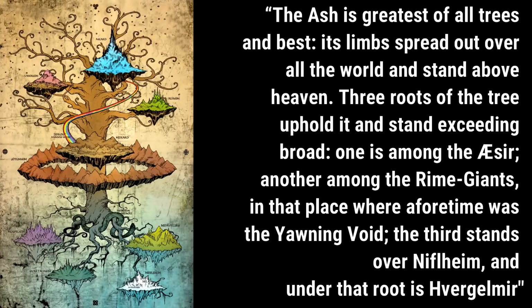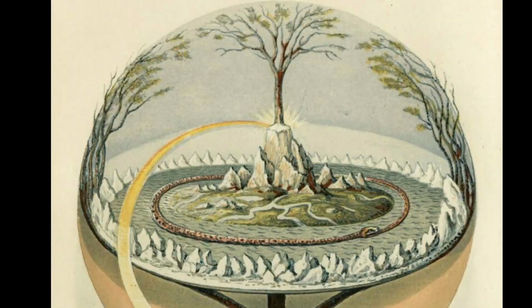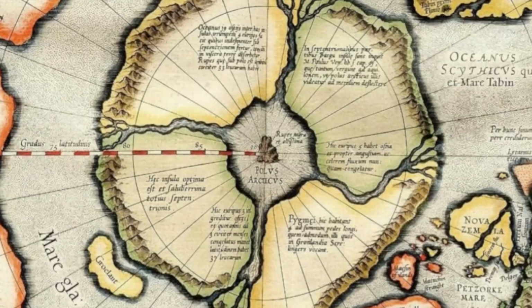The third stands over Niflheim, and under that root is Vergelmir. You've seen this before. Look closer. A circular rim of mountains. Perhaps at first mistaken for the Antarctic ice ring. But compared to Mercator's 4 continents, surrounding Rupes Nigra, a circular rim of mountains.